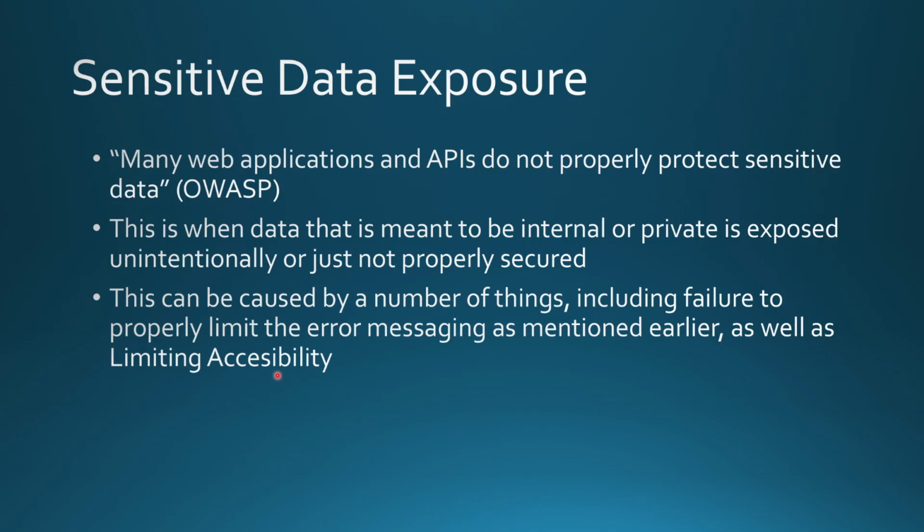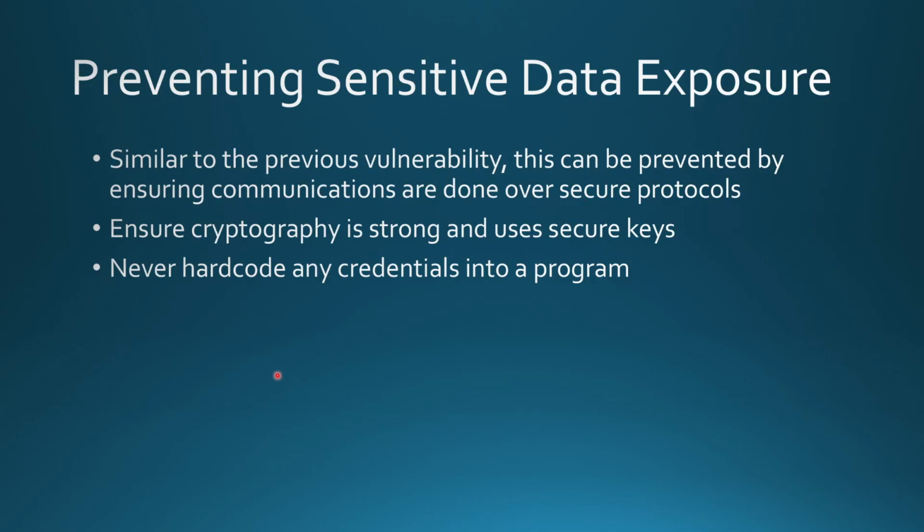Another vulnerability is sensitive data exposure. And again, from OWASP, many web applications and APIs do not properly protect sensitive data. This is when your data that is meant to be internal or private is exposed unintentionally or just not properly secured. This can be caused by a number of things, including failure to properly limit the error messaging, as mentioned earlier, as well as limiting accessibility. This one's pretty self-explanatory, so to prevent it, it's similar to the previous vulnerability. It can be prevented by ensuring communications are done over secure protocols. So again, HTTPS instead of HTTP.